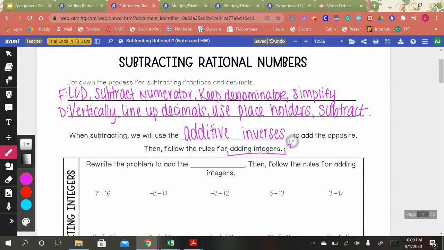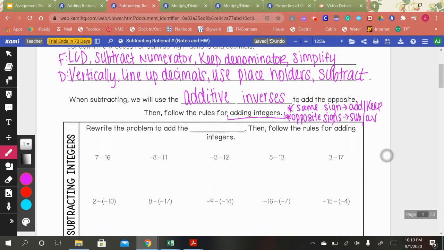Our rules for adding integers are going to be same sign, we add and keep the sign. If they have opposite signs, then we subtract and use absolute value. And I'm just putting AV there, absolute value, to help us determine whether it's positive or negative.